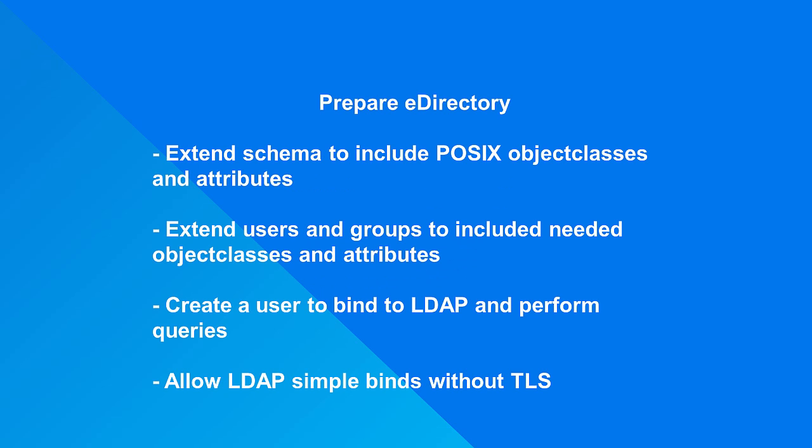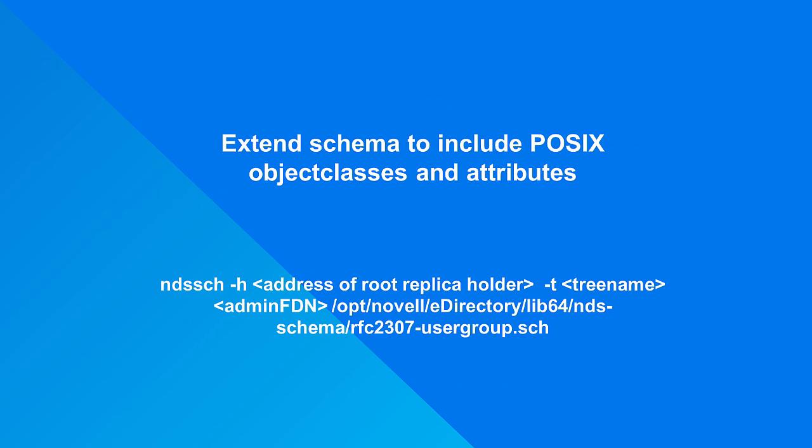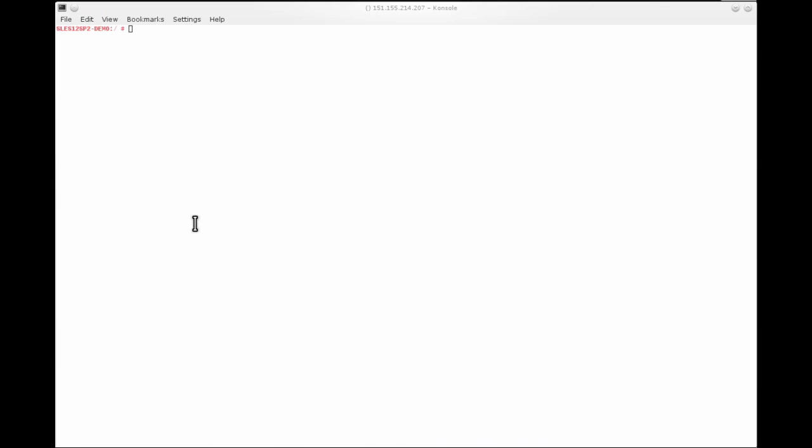The first 4 steps we will perform will be to prepare eDirectory with the information necessary to resolve users and groups by NSS LDAP. The eDirectory schema must contain POSIX object classes and attributes so users and groups will have the attributes necessary for resolution. NDSSCH can be used to modify the schema.